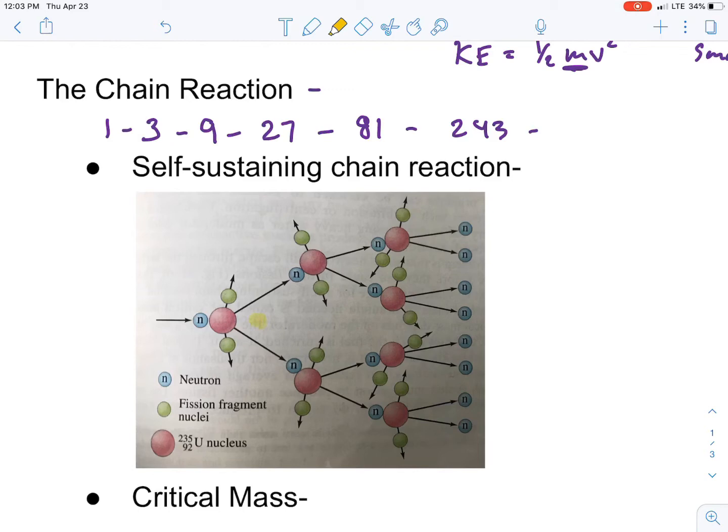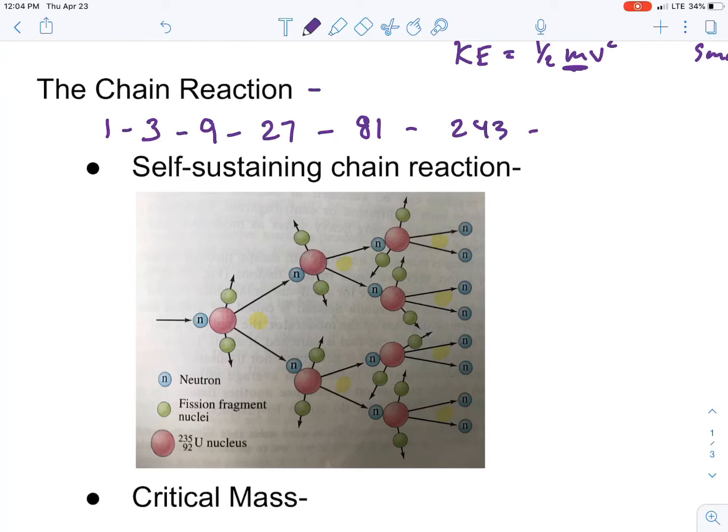Remember, we have a little energy, energy, energy, energy, and so we produce a huge amount of energy because we have all these small reactions occurring very quickly. Okay, now for this to happen, we have to hit the critical mass.